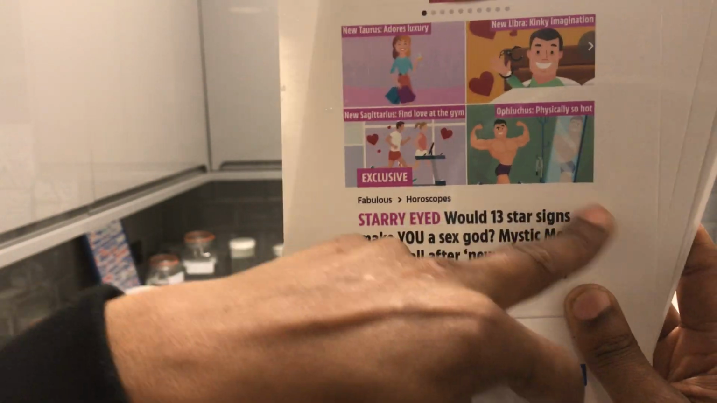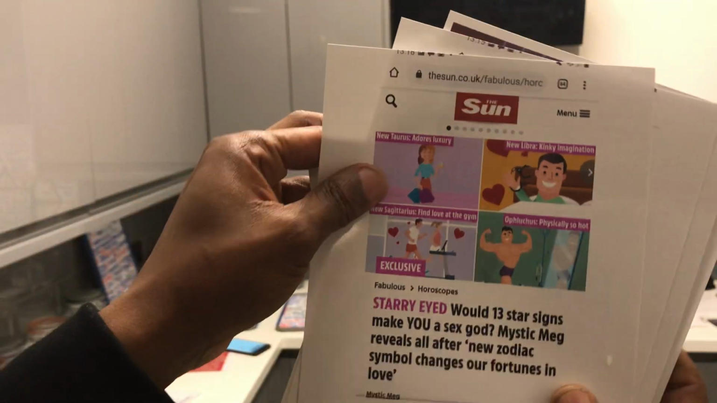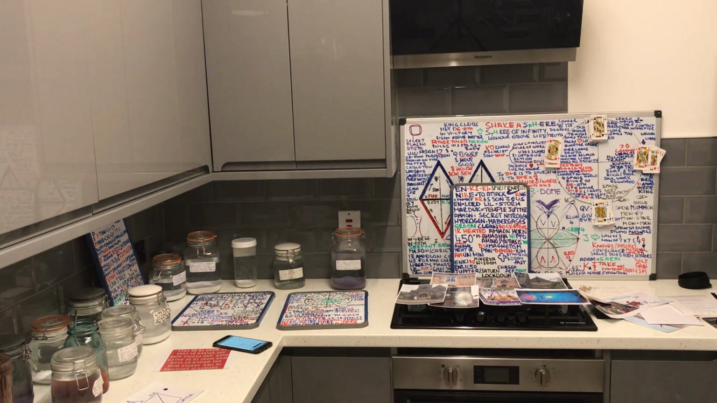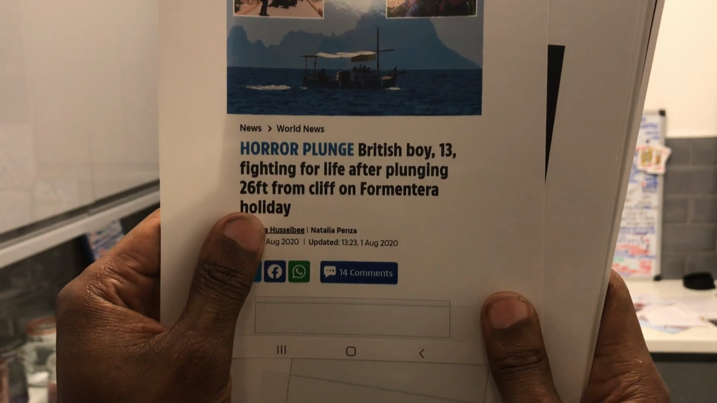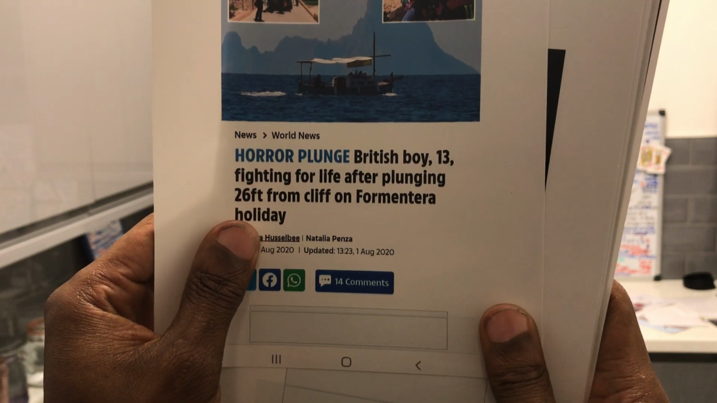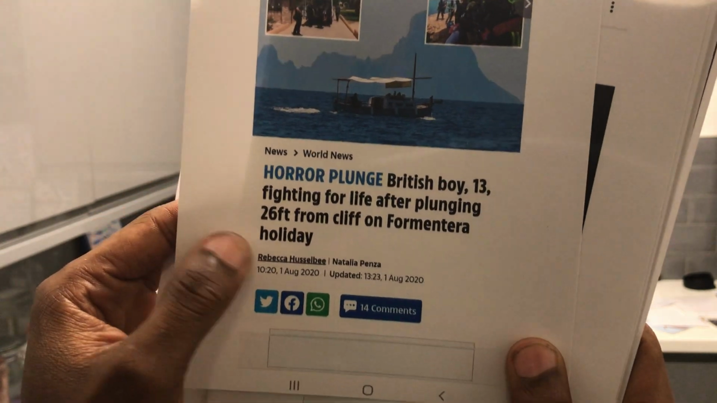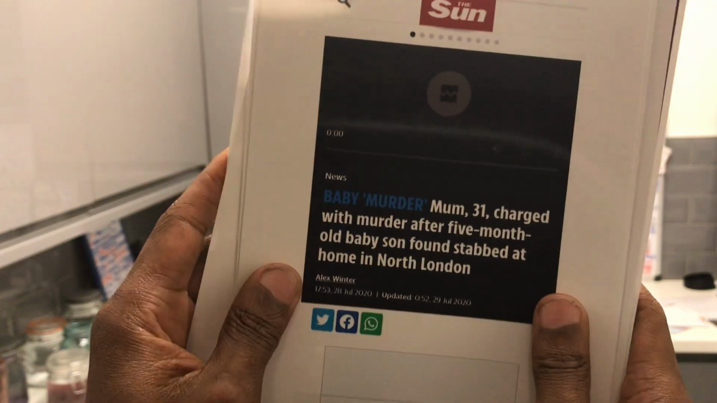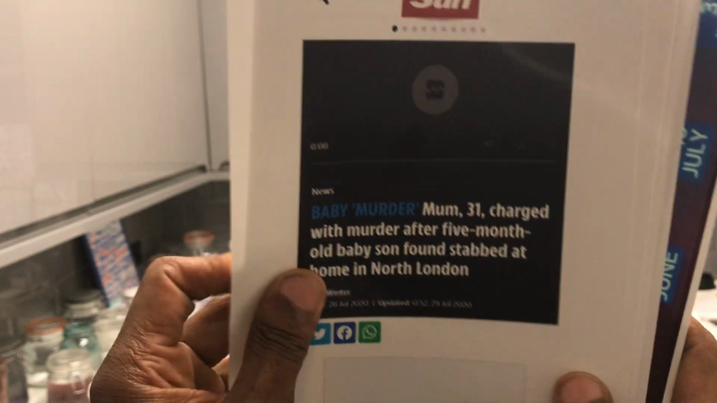Starry-eyed, would the 13th star sign make you a sex god? See, this is what they're doing, because they know that when, because of this Saturn and Jupiter lockdown, it's going to set free this 13th constellation. So here you have horror plunge, boy 13, fighting for his life after a plunge. Mom 31, charged with murder after her five months old baby son was found stabbed to death. Terrible.